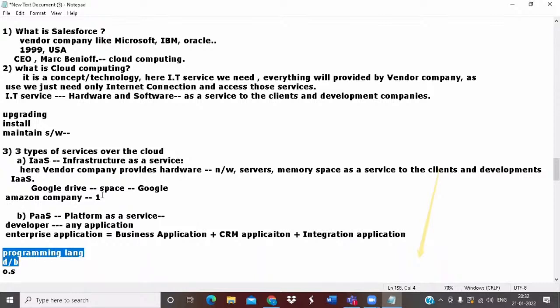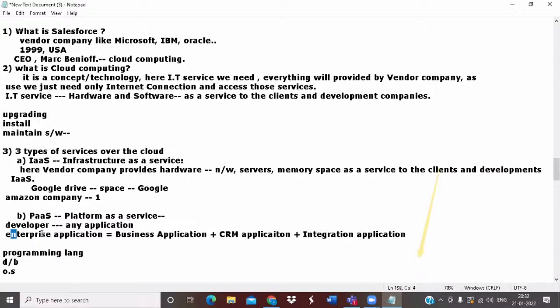So here, the vendor company provides programming language, database, and operating system as a service to the clients and development companies. That kind of service, we call platform as a service. Salesforce is the top number one company in the world which gives platform as a service. There are so many companies in the world. Out of so many companies, Salesforce is the top number one, giving the best platform for developers on which they can develop applications very quickly and very fast.